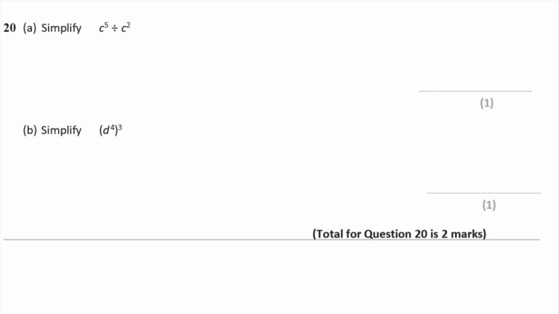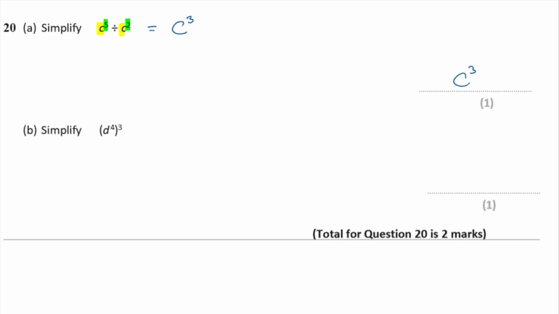Okay, now this is a laws of indices question. I've got two numbers with the same base that I'm dividing, so I'm just going to subtract one index from the other then, aren't I? So c to the 5 divided by c squared is going to be c to the 5 take away 2, that's c to the 3. Okay, c to the 3.